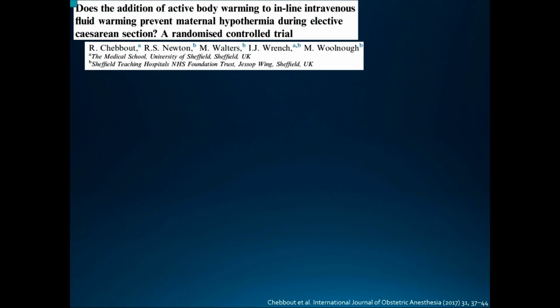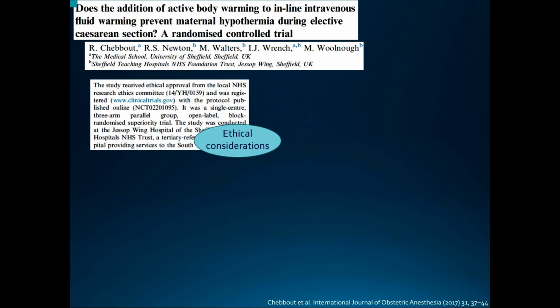Now let's take a look at another different kind of study. This study tests body warming approaches to evaluate their effect on maternal hypothermia. It's a clinical study, quite different from the settings of the previous studies, but still the basic organization of the methods is the same as the previous examples.